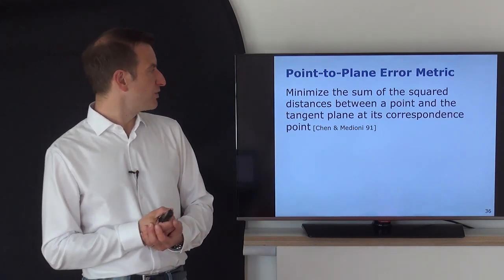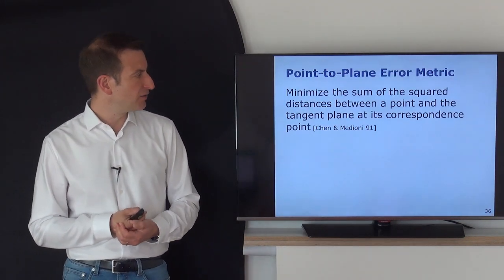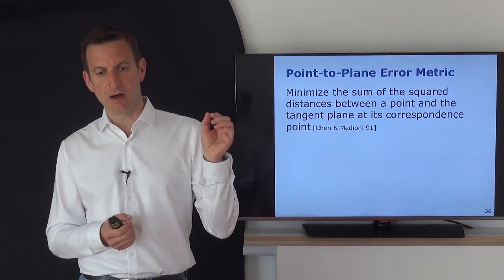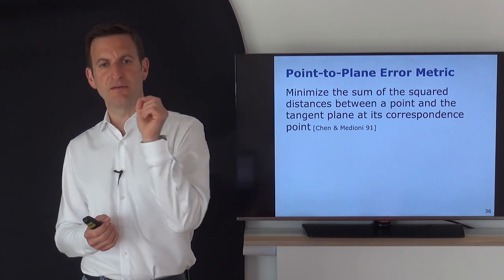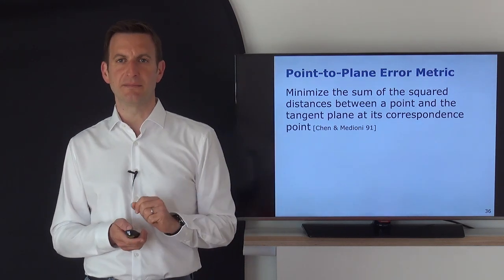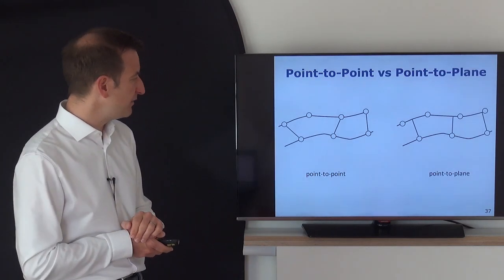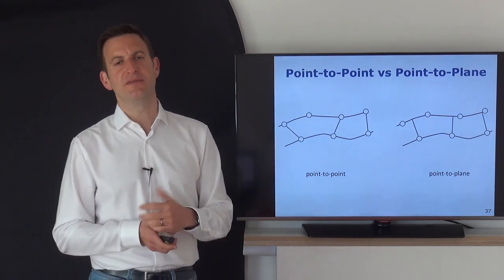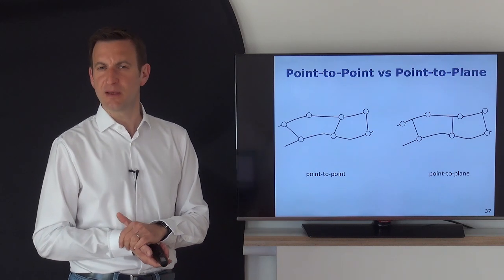A very popular approach is also the point-to-plane error metric, where you basically minimize the distance not from point to point, but from point to a plane. So why is this relevant? If you think about two surfaces, which are kind of shown over here, especially if these surfaces are not very densely sampled with data points.